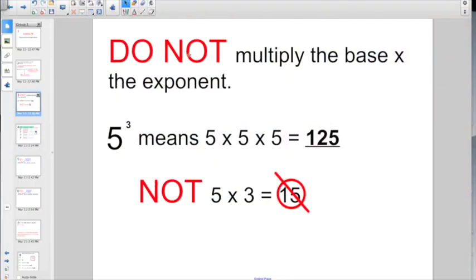Do not make the mistake that a lot of fifth graders before you have made. Do not multiply the base times the exponent. 5 to the third power means 5 times 5 times 5, which equals 125. It does not mean 5 times 3, which would only equal 15.